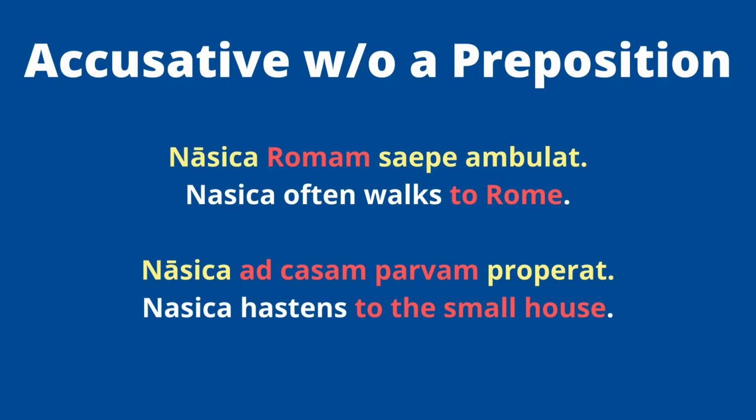Here's another example, right? We just covered Nasica Romam saepe ambulat. Look at the one below, Nasica ad casam parvam properat. This is what we're used to, right? Nasica hastens to the small house, right? Casam parvam is not the name of a city or a small town, so we use the preposition ad. So what you're seeing here is basically expressing the same idea. I'm either walking or hastening towards something, but in the top sentence, I'm talking about a city. I don't use a prepositional phrase. In the bottom sentence, I'm not talking about a city. I'm just talking about a house, a hut. So I need the preposition ad.